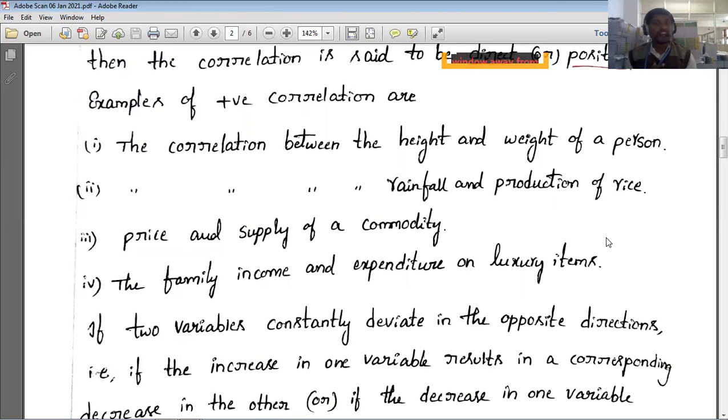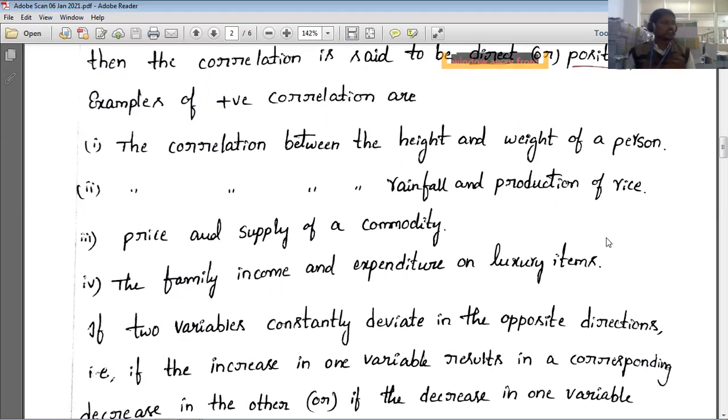And next, the family income and expenditure on luxury items. If we take a family, income is increasing and expenditure on luxury items is also increasing, that is positive. Or income is decreasing and expenditure also decreases. Generally, expenditure is based on income. If you are getting 10,000, with that 10,000 only we'll do the expenses. If you are getting 1 lakh, with 1 lakh only we'll do the expenses. So it is positive: both increasing, or both decreasing.